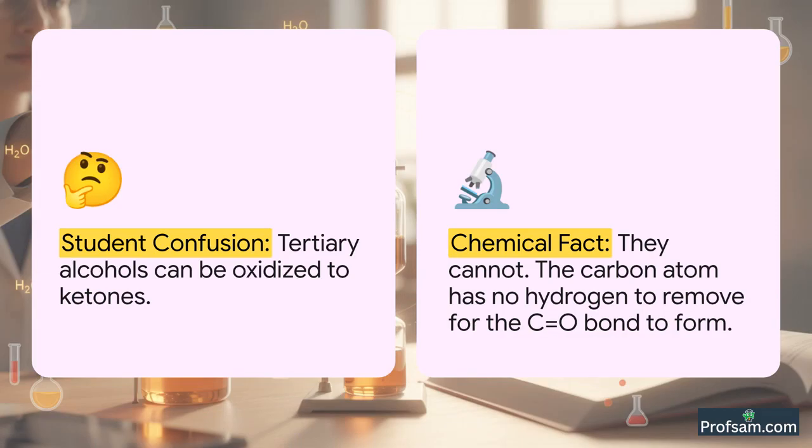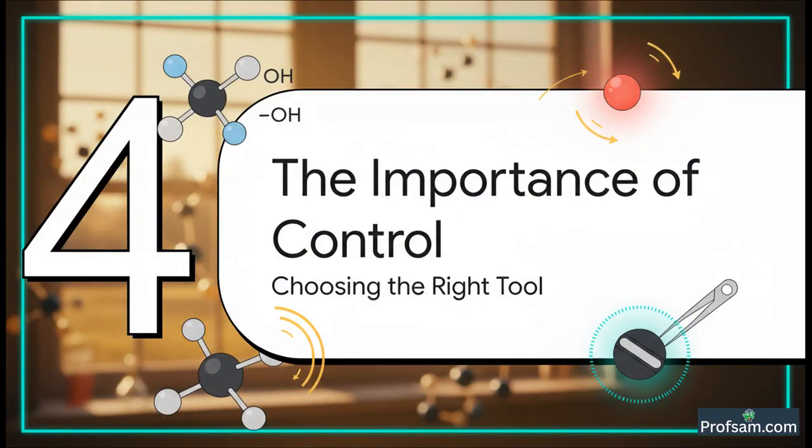And this leads us to a very common mistake that many students make. There is a confusion that tertiary alcohols can also be oxidized to form ketones, but the fact is, they cannot. And why not? Think about it. To form that carbon-oxygen double bond, we said we have to remove a hydrogen from that carbon. But a tertiary alcohol simply has no hydrogen there to give. So, no hydrogen, no reaction. It's as simple as that. Please remember this.